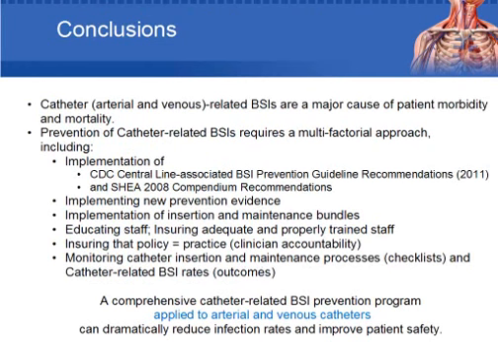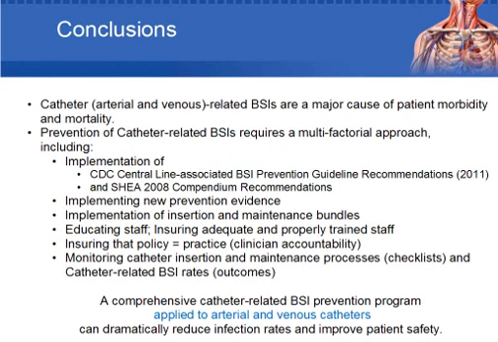So in conclusion, both arterial and catheter-related bloodstream infections are a major cause of patient morbidity and mortality. Prevention of catheter-related bloodstream infections requires a multifactorial approach. You cannot pick just one of the insertion bundle and one of the maintenance bundle elements. You need them all.